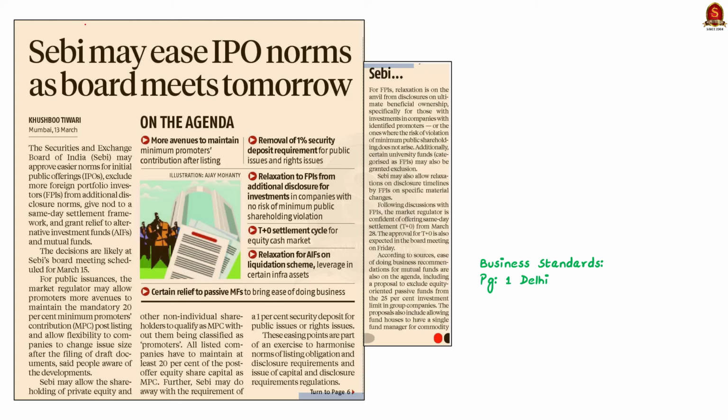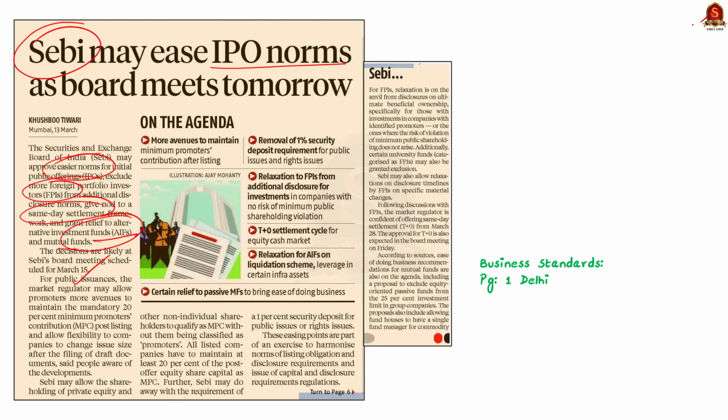SEBI is considering making it easier to conduct initial public offerings, and it is also looking into several other relaxations and changes. The changes will include easier IPO norms, exclusion for foreign portfolio investors, same-day settlement, and relief for alternative investment funds and mutual funds. SEBI's board meeting is scheduled for March 15 and this will finalize these decisions. So this is the crux of the article given here.